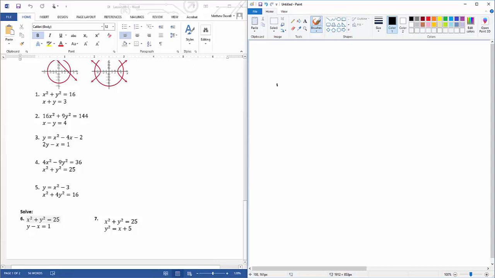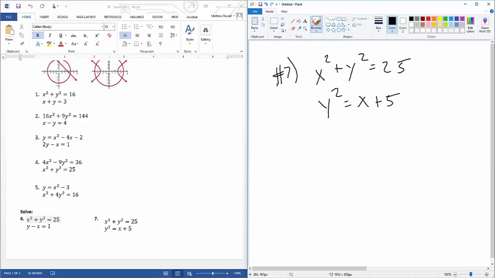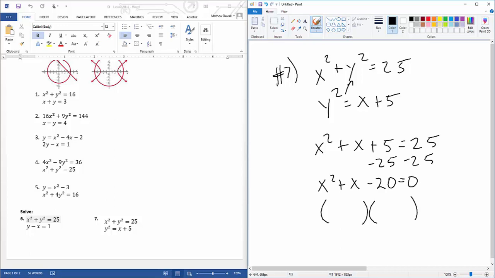And then let's look at number 7. In this one, we're going to have to use the substitution method because I don't have x squareds and y squareds. So I can substitute y squared in for x plus 5. Minus 25 on both sides. And so if I were to factor this, that becomes x plus 5 and x minus 4. And so x equals -5 and +4.